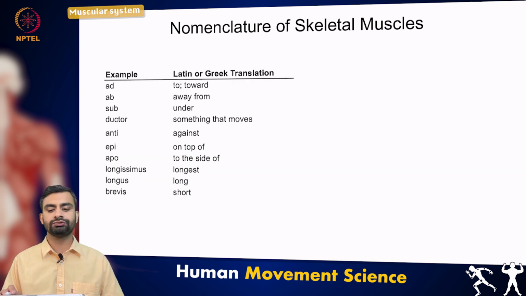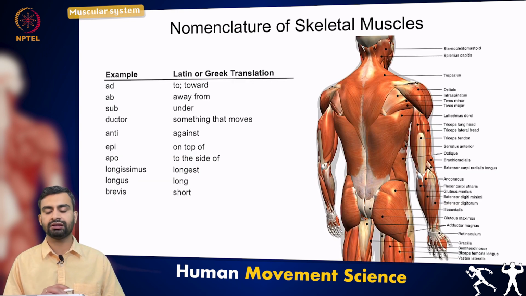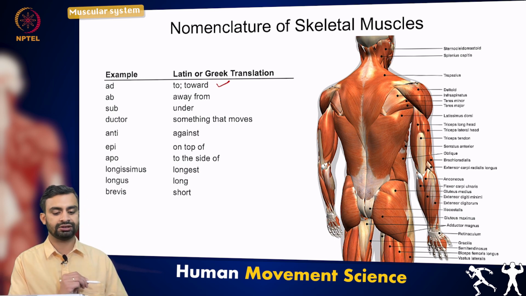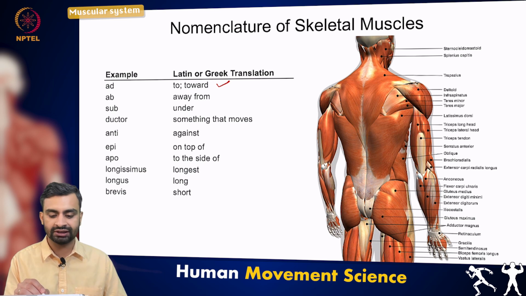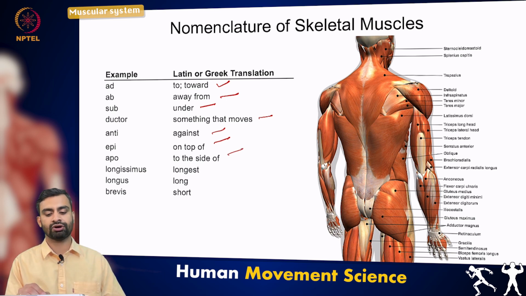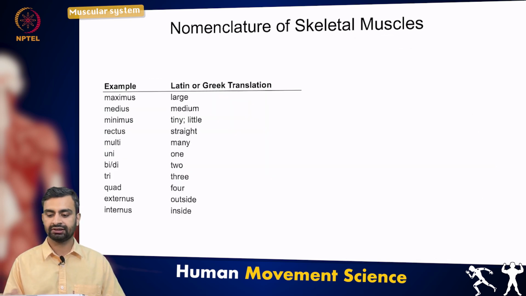So there are other root words which are being used in the understanding of the human body. For example, ad means to, ab, as we already saw in the example, means away from. Sub means under, ductor means something that moves, anti means against, epi means on the top, apo means to the side, longissimus means longest, longus long, brevis short.